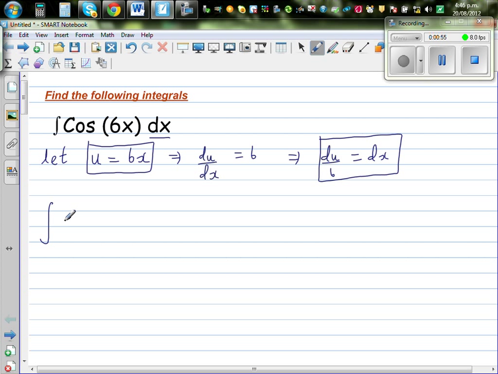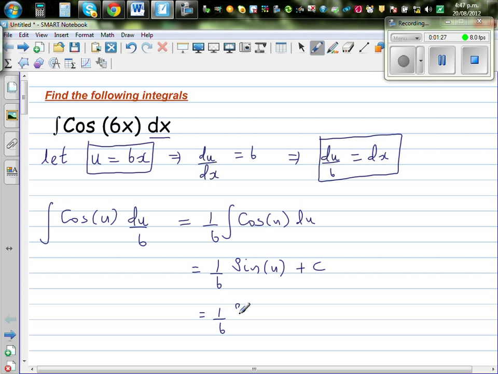So this becomes integration of cos u, and in place of dx, I can put du by 6. So this is the same as 1/6 times integration of cos u du. So this is integration of cosine, which is sine u plus c, the constant of integration. But what is u? u is equal to 6x. So the final answer is 1/6 sine 6x plus c. Okay, let's move on.